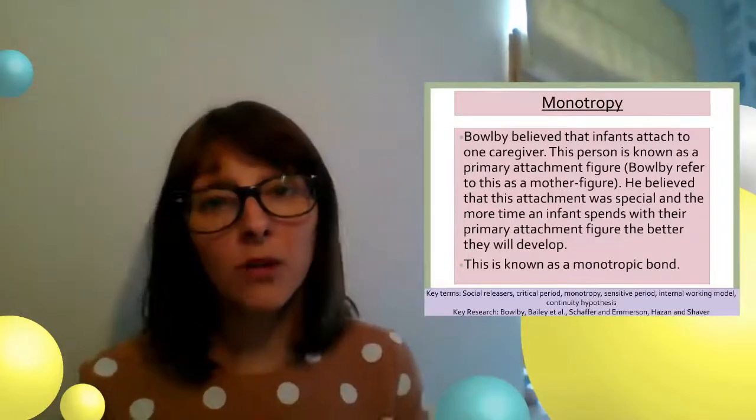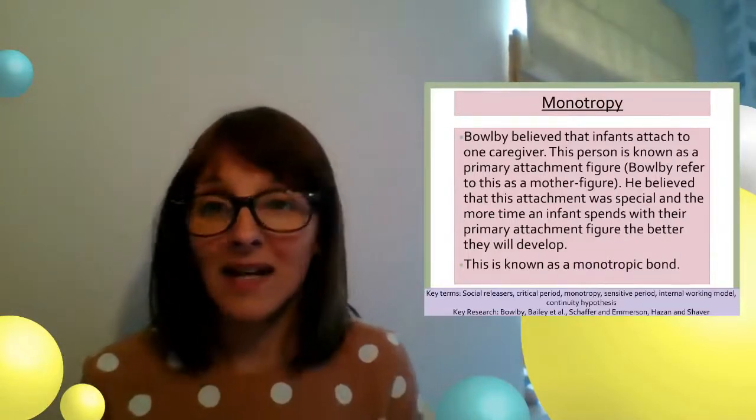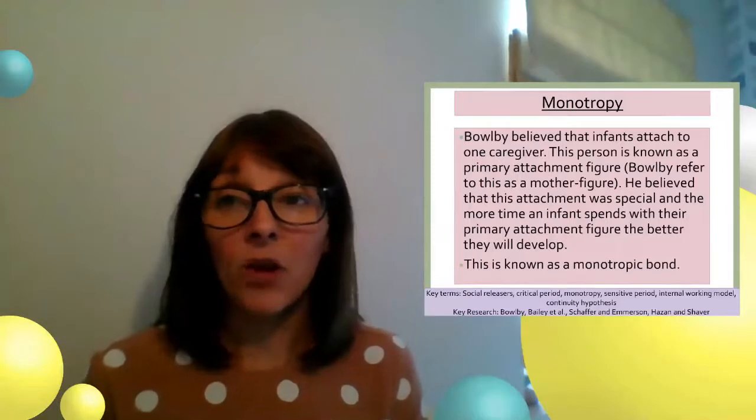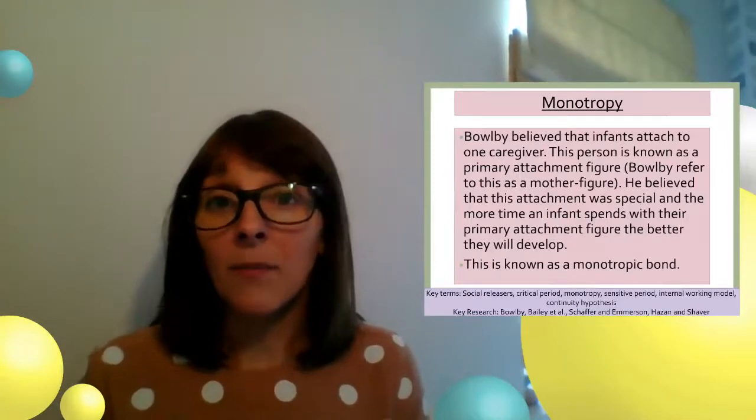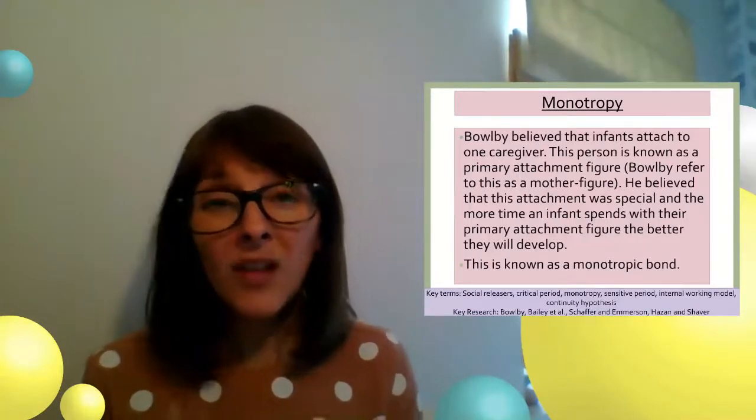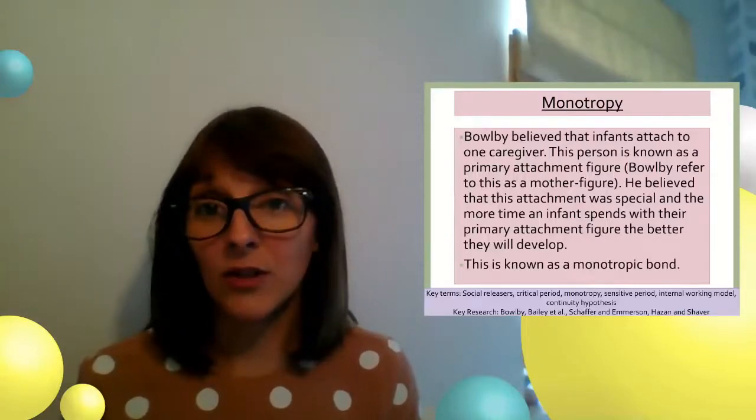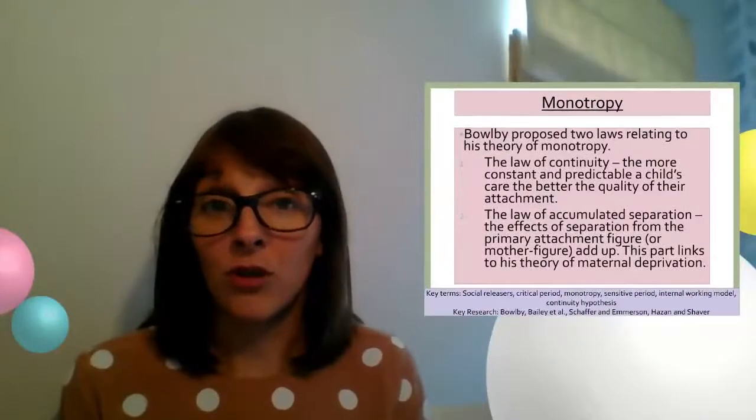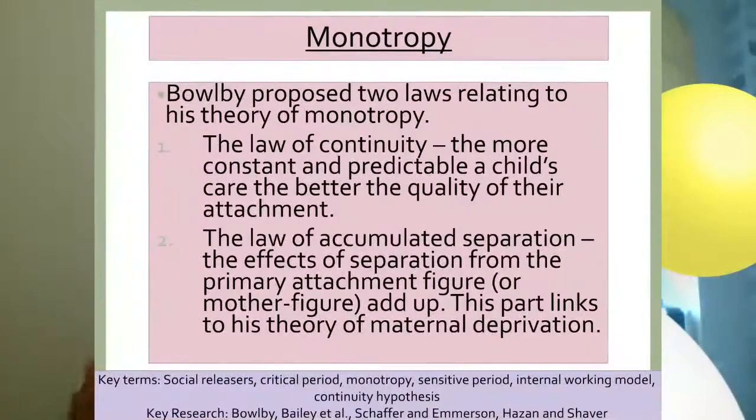He referred to it as a mother figure, but he didn't necessarily mean it had to be female, or it had to be their biological mother. But that's kind of been misinterpreted over the years. The other part to Bowlby's monotropic theory is that he had 2 laws.